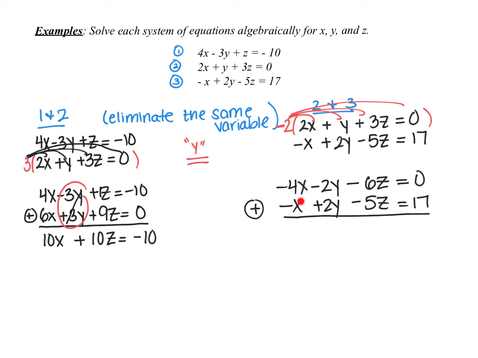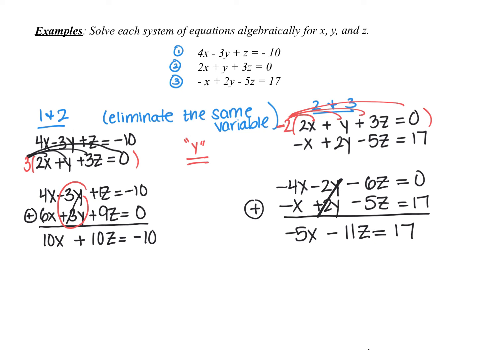So first, negative 4x plus x is negative 3x... these are going to cancel because they're opposite signs. And then I have negative 6z plus negative 5z, which is negative 11z. And that gives me 17. So step 1 is finished. I eliminated one of the variables.